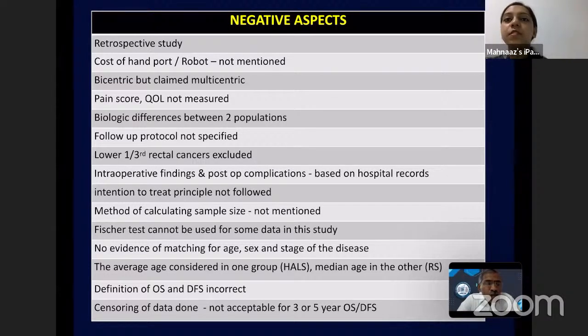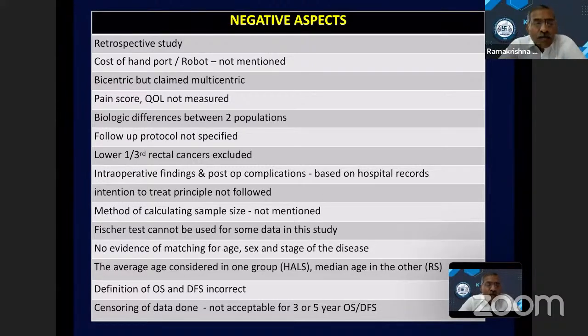Because that also comes into picture for the overall. We are considering various variables. When we are comparing HALS with robotic surgery, I think the cost factor we must take into consideration to say which is better. That's why. And the paper claims it is multicentric, but actually it is bicentric, not multicentric.